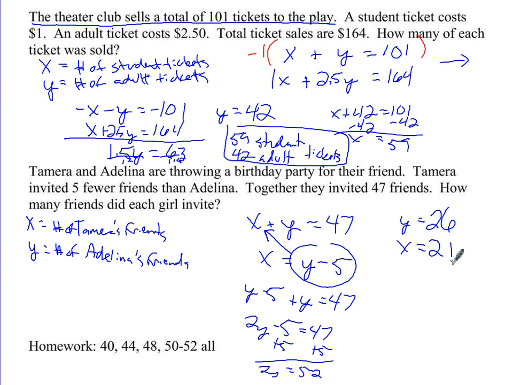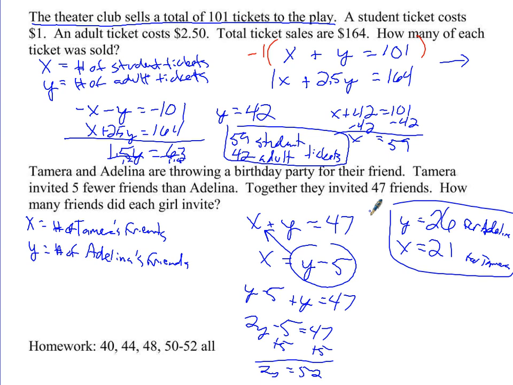21. The problem tells me that I have a total of 47 friends. 26 plus 21 is 47. The problem also tells me that Tamara invited 5 fewer friends than Adelina. Well, Tamara's friends are x, and we said x is 21, and that is 5 fewer than y, which was Adelina, which makes that statement right there true. So therefore, we have 26 for Adelina, and we have 21 for Tamara. So there's the answer to that problem.